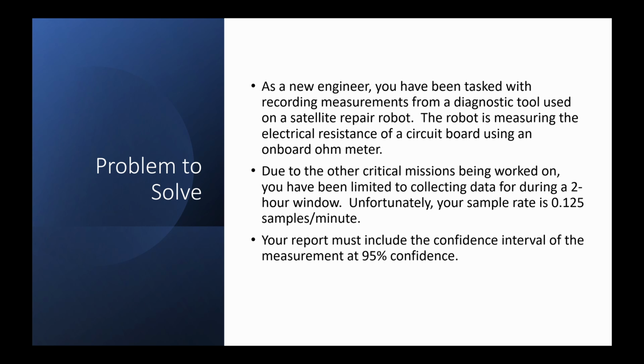But unfortunately, the sample rate is 0.125 samples per minute. So we have a very limited amount of time. And you can see, based on the time and the sample rate, if we do some math there, we're not going to get 30 samples. We're going to get less than 30 samples. So what does that mean for our analysis? Our error associated with having less than 30 samples is going to be so great that we cannot use just standard Gaussian statistics to quantify our uncertainty here.